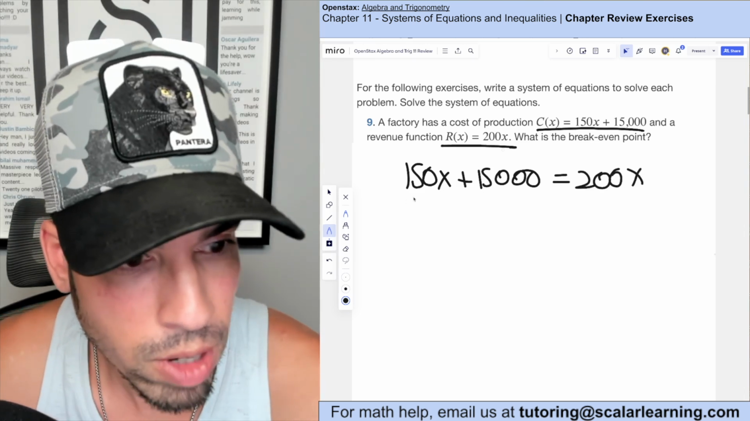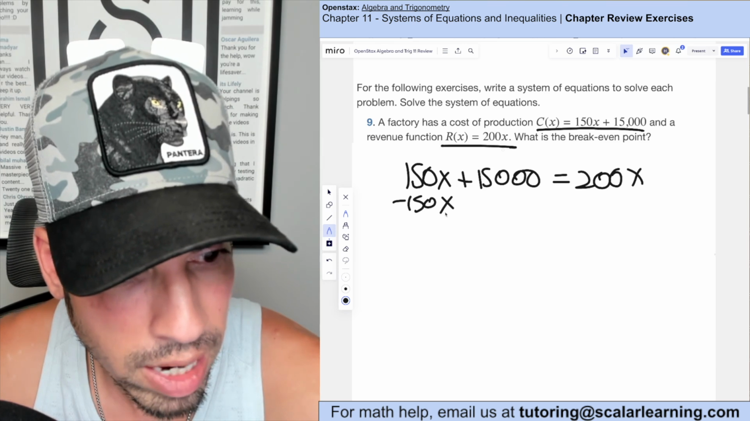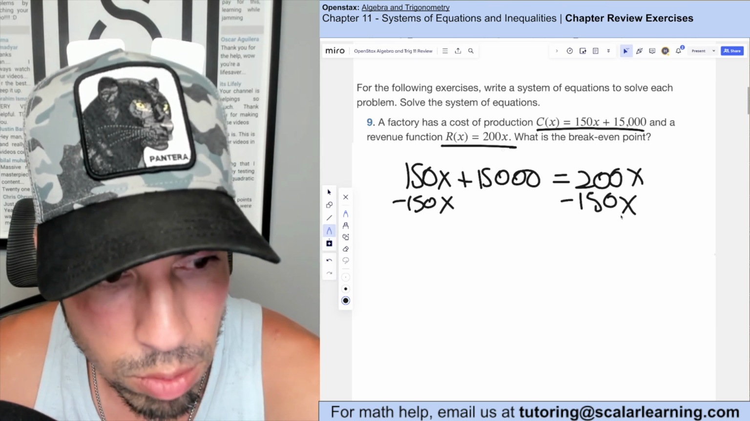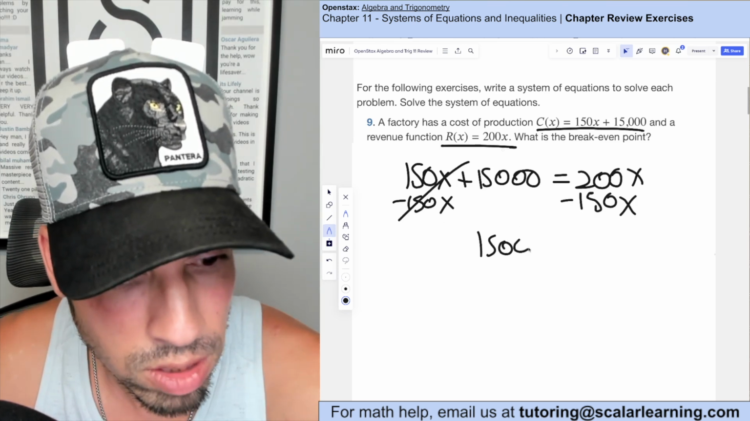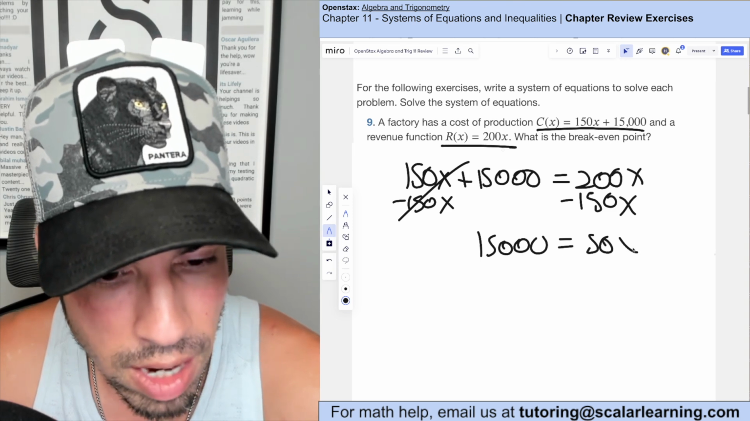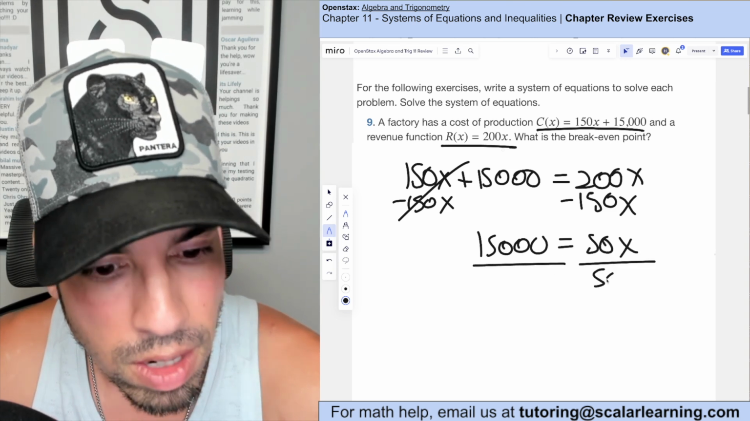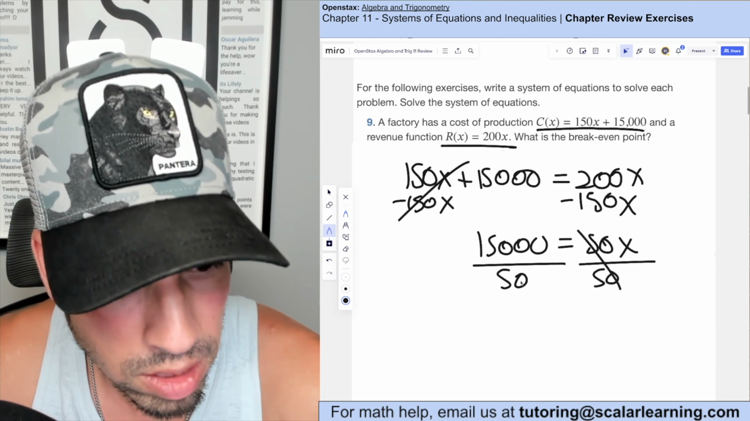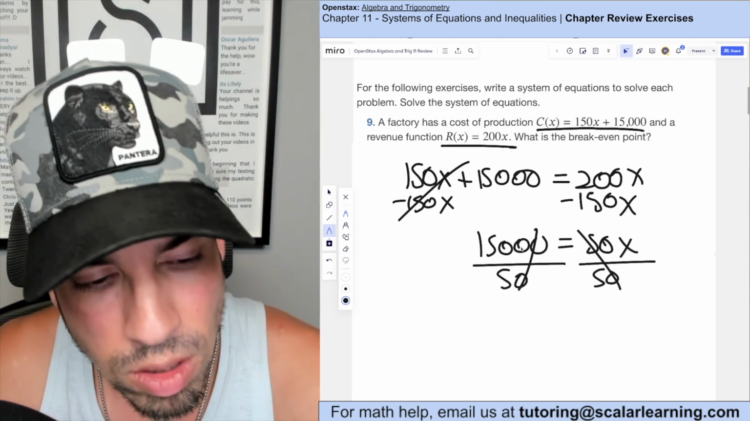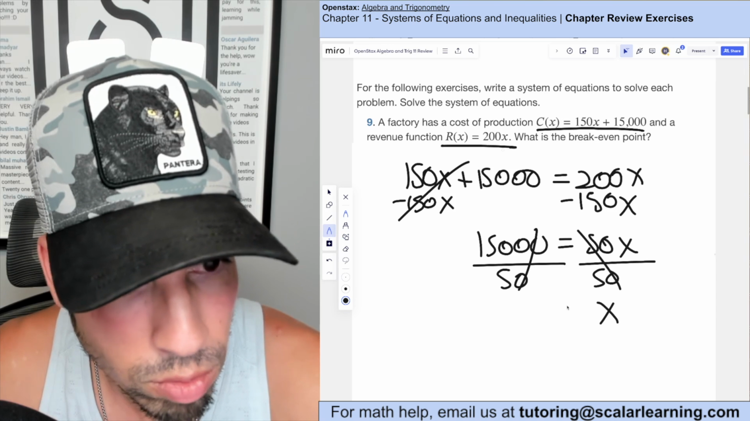Now I'm just going to solve for x. So we're going to subtract 150x from both sides like so. And we got 15,000 equals 50x. Divide both sides by 50 to isolate x. And let's see, the 0 cancels out. 1,500 divided by 5 is 300.